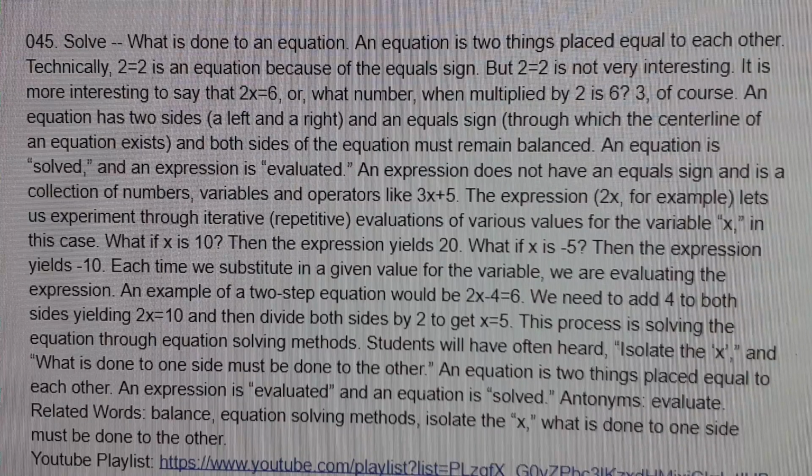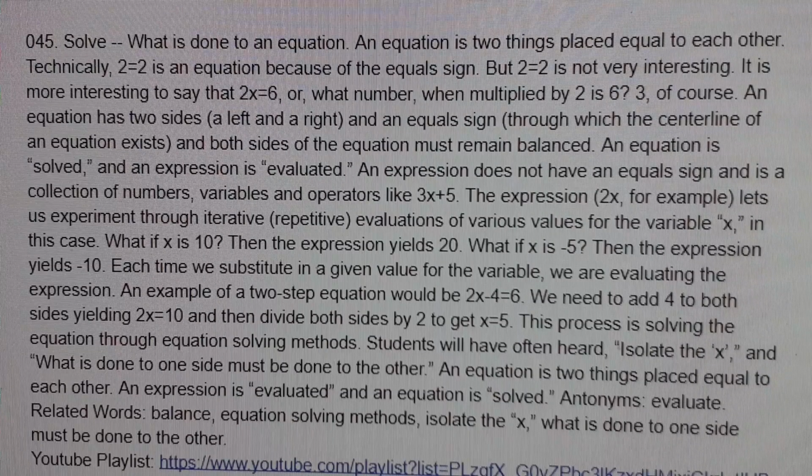Students will have often heard, "isolate the x," and, "what is done to one side must be done to the other." An equation is two things placed equal to each other. An expression is "evaluated," and an equation is "solved."